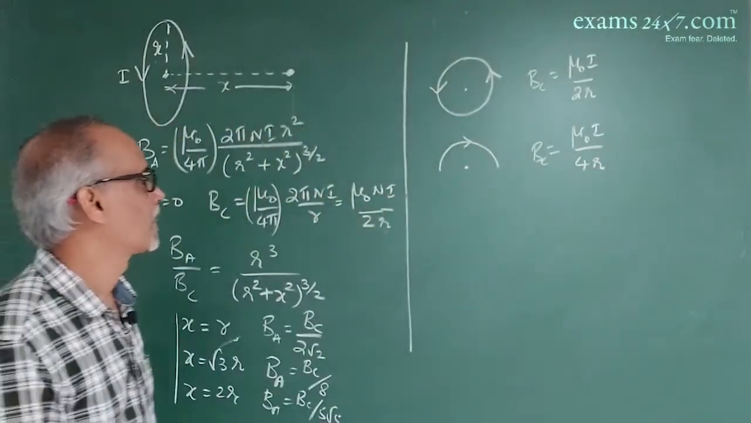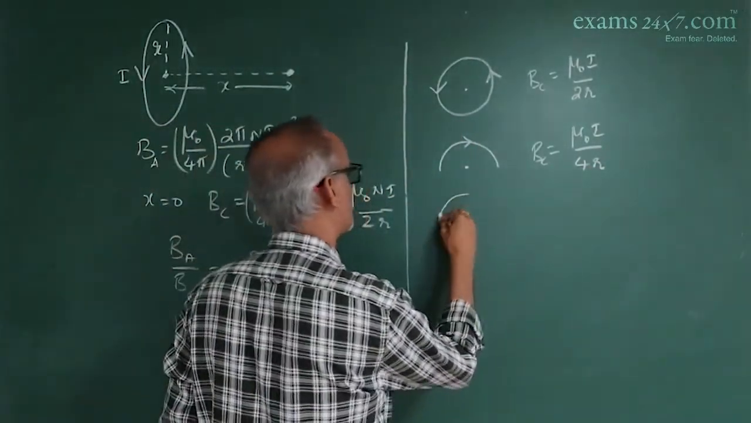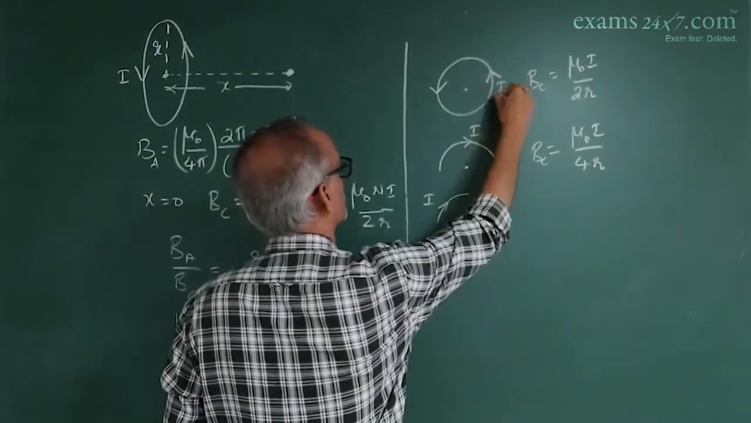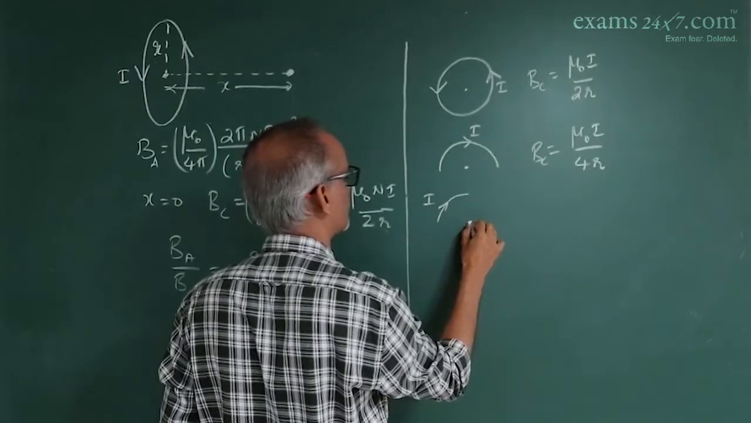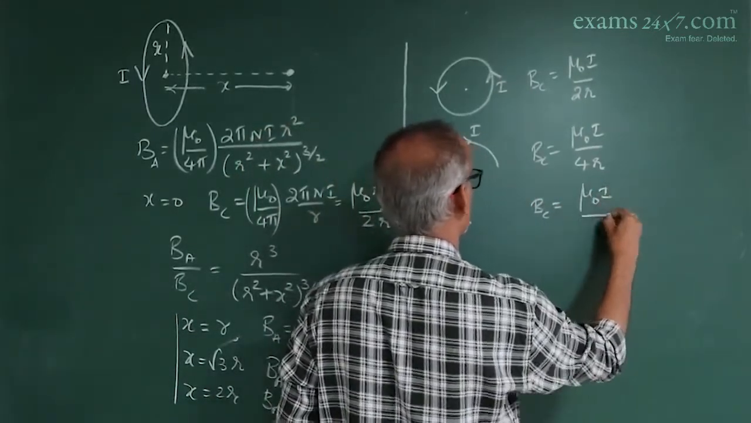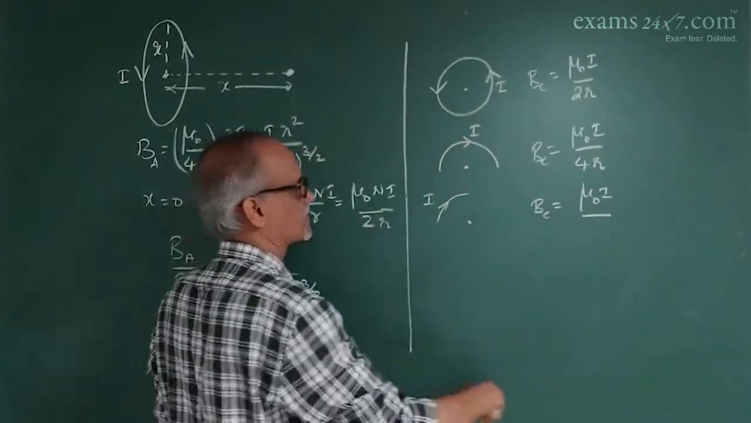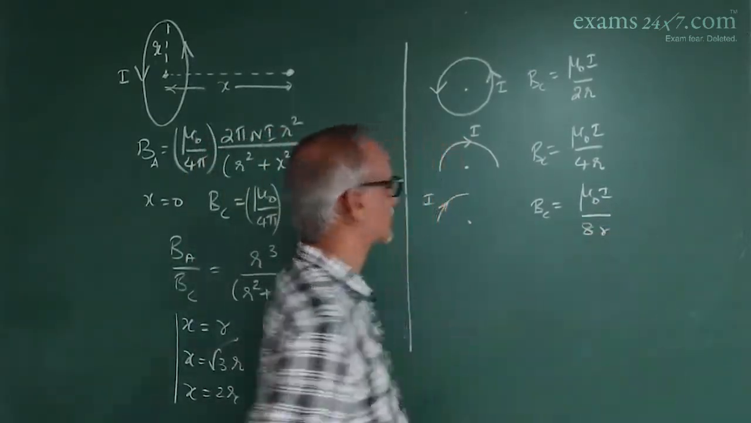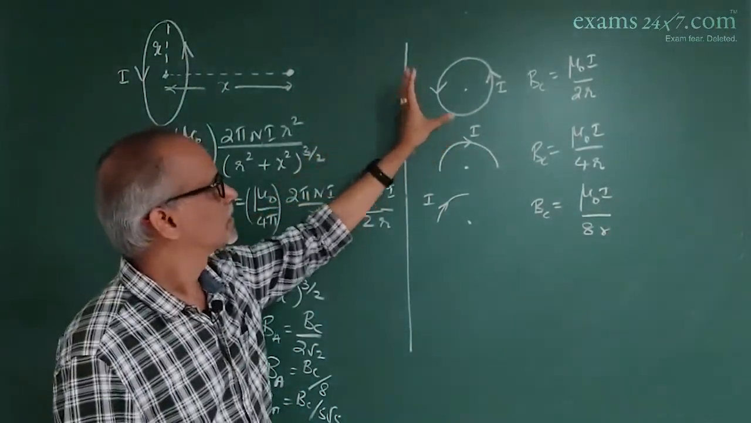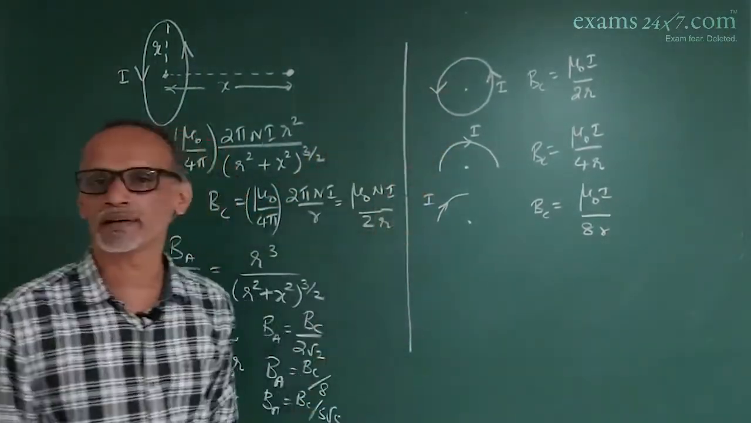If I take 1/4 of the circle carrying current, then the magnetic field at its center will be, again, half of the previous, mu naught I by 8R. Like this, we can find the field due to the entire coil, semicircular, or 1/4.